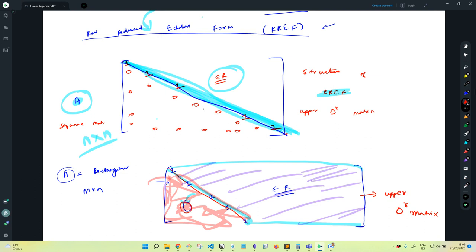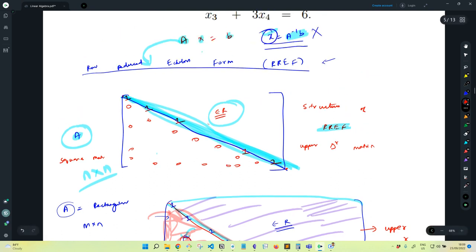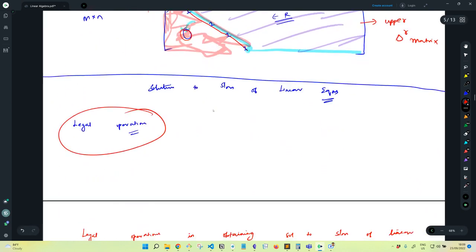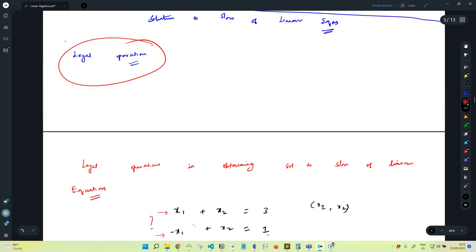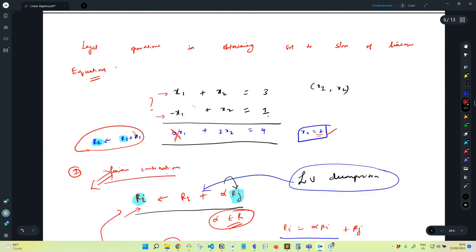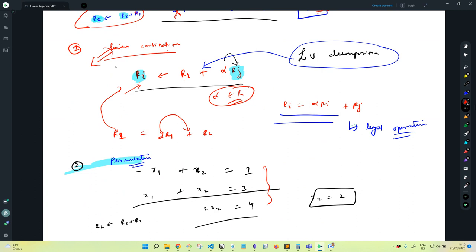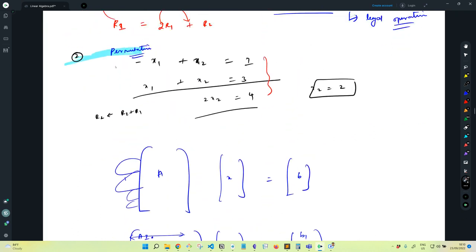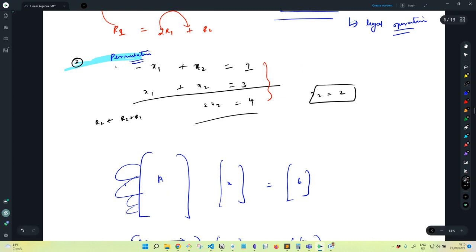Then we saw one more operation. I have the note here. So this is the RREF. We saw the structure, and then we formulated the set of legal operations. And what are the legal operations? First is linear combination, that is an operation of the form Ri equals Ri plus alpha times Rj.